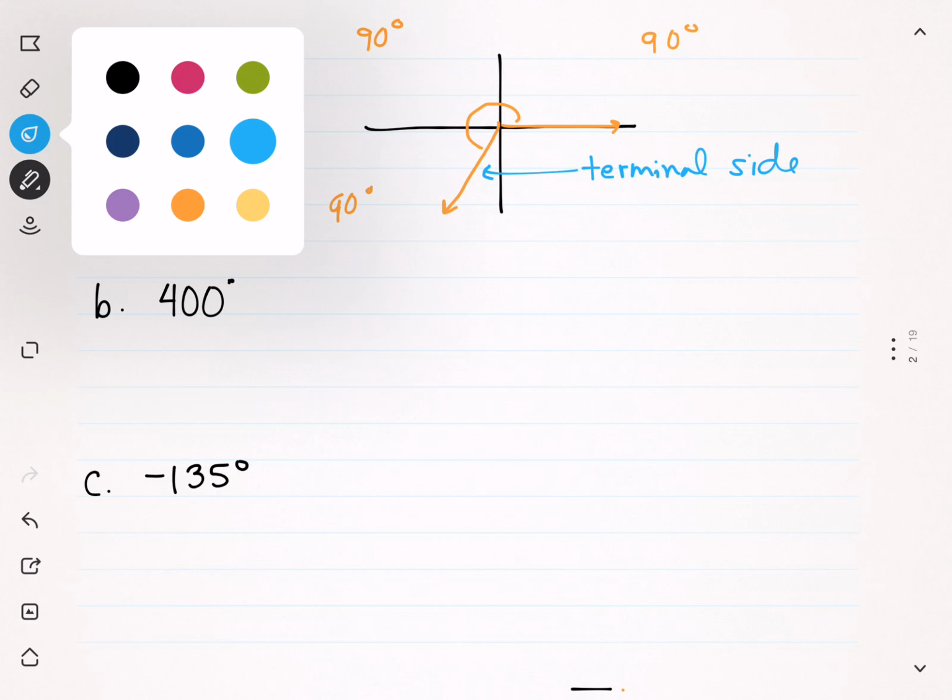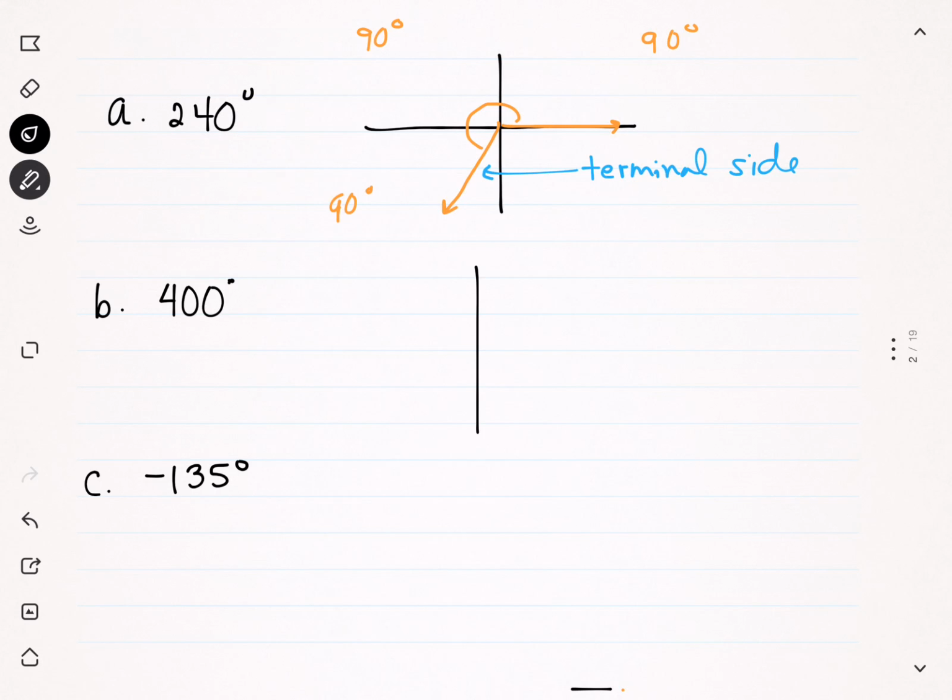Okay, let's try 400 degrees. So I'm going to start off with my xy axis. I'm going to put my initial side on there. Now 400 is more than 360, so that means we're going to have to travel around the circle more than one full rotation. So how much more? Well, if you look at the difference between 400 and 360, it's going to be 40 more degrees past a full rotation. So when you graph angles that are going to be traveling around more than once, you are going to show that by doing a little spiral here, and then we're going to stop here at about 40 degrees there. So our terminal side is going to end up being in quadrant 1.